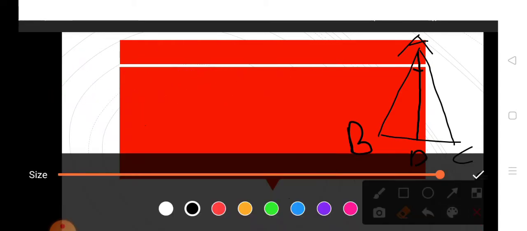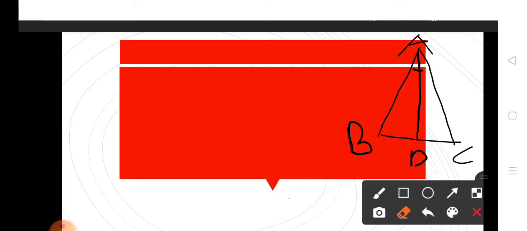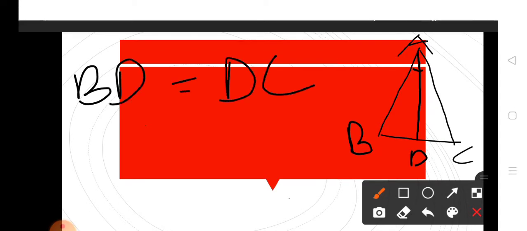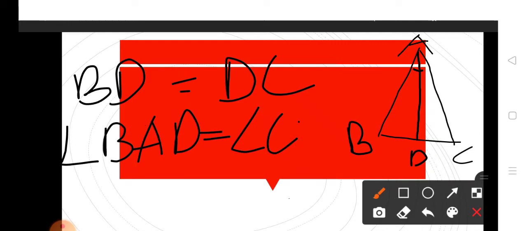Okay, since these two are similar, BD would be equal to DC. BD equal to DC हुन्छ. Now, therefore, from here again, angle BAD would be equal to angle CAD because these are similar. From the congruence theorem, if we prove it, it would also be similar, obviously.